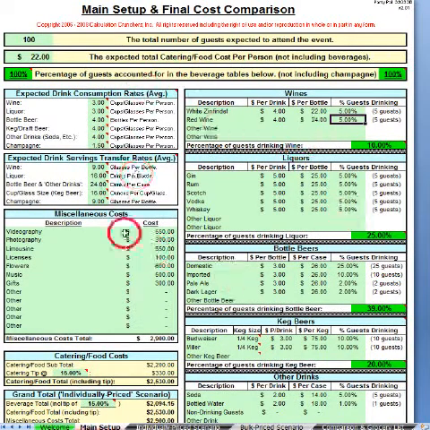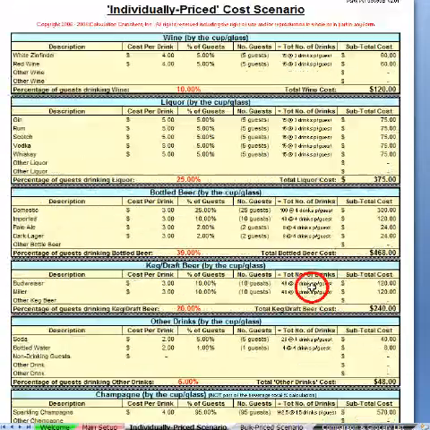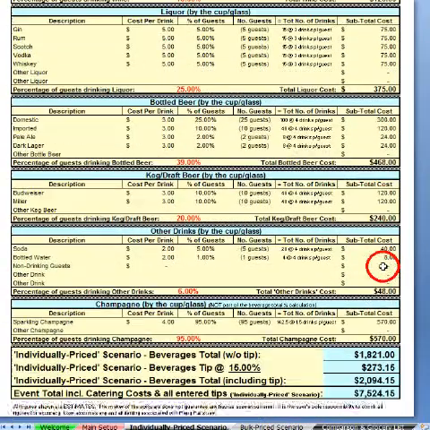Now, once all this information is input and it's to your satisfaction, the other sheets are ready to be looked at, viewed, printed, that sort of thing, analyzed. And what you have here is, for example, the wines on the individually priced scenario. We've got 5 guests, because that was 5%. Totaling out 15 glasses at 3 drinks per person, for white Zinfandel cost $60. The red wine, 15 drinks at 3 drinks per person cost $60, and on down the line. So the wines cost $120, the liquors cost $375, the bottled beer $468, and so on down the line.